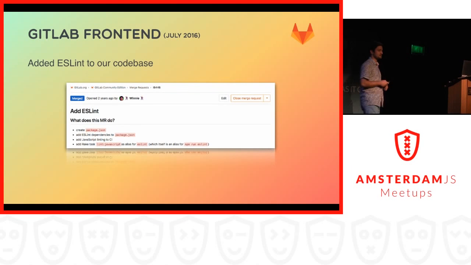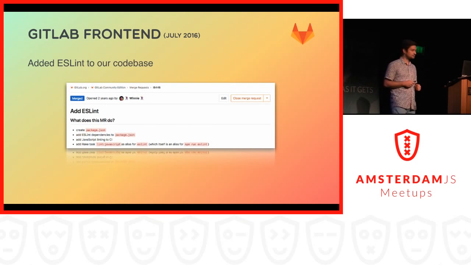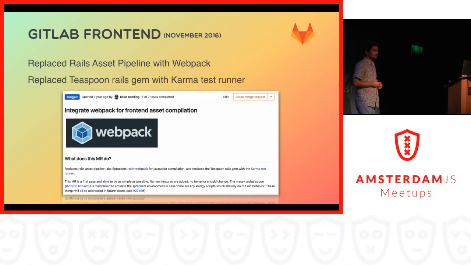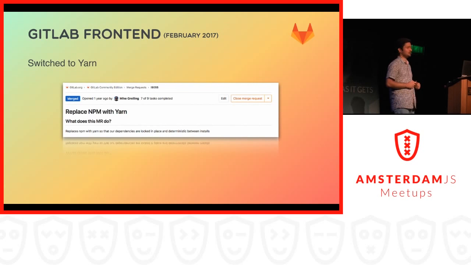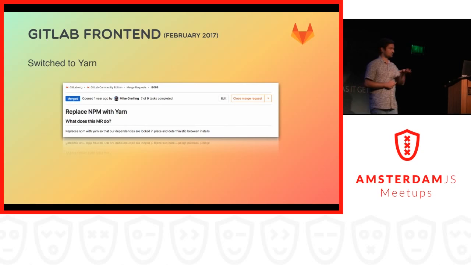In July 2016, we added ESLint to our code base. Vinny did this for us. And then in November 2016, we replaced the Rails asset pipeline with Webpack. With the same merge request, we also replaced the Teaspoon Rails gem with the Karma test runner. In February 2017, we switched to Yarn. And as you can see, we are going forward with much more front-end technologies. We are adding much more front-end technologies to our stack.